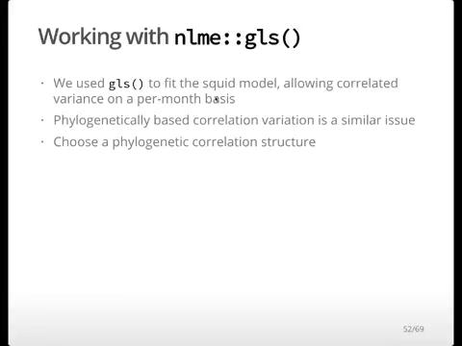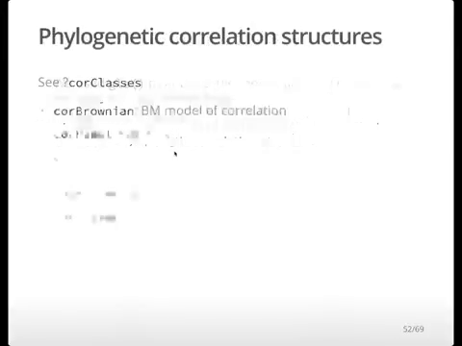This is the one that we did the SQUID model with, right, where we had a correlated variance structure per month? That was the problem you're solving there. Right, basically, we're doing the same thing. It's a similar solution to a different question. And so here, to work with GLS, we need to get a phylogenetic correlation structure, which has some similar options to PGLS, but there are going to be a couple of big differences here.